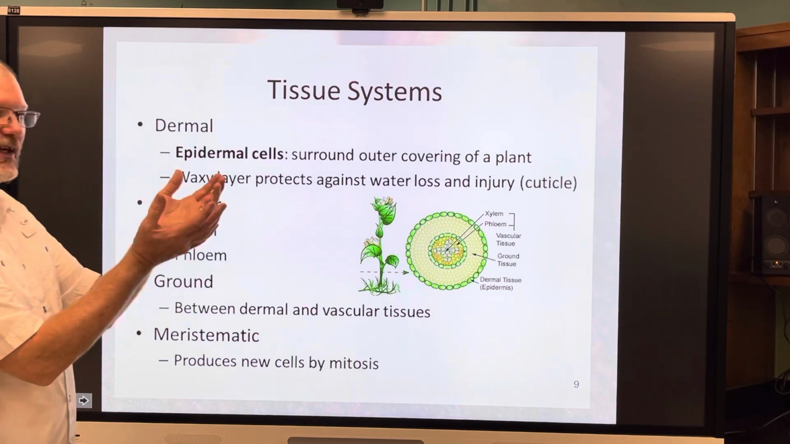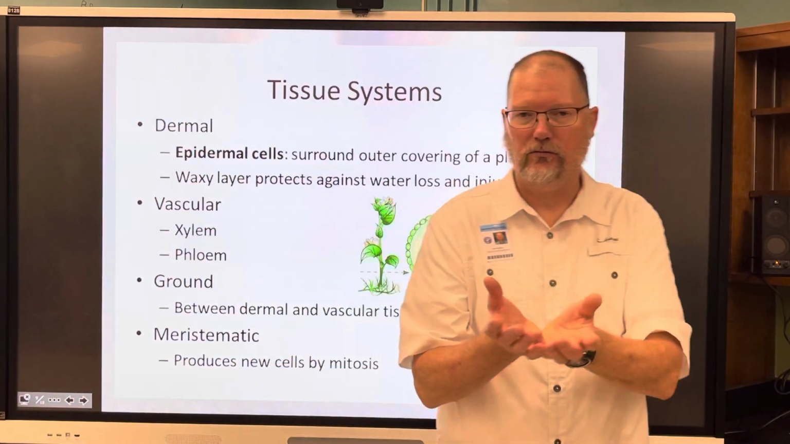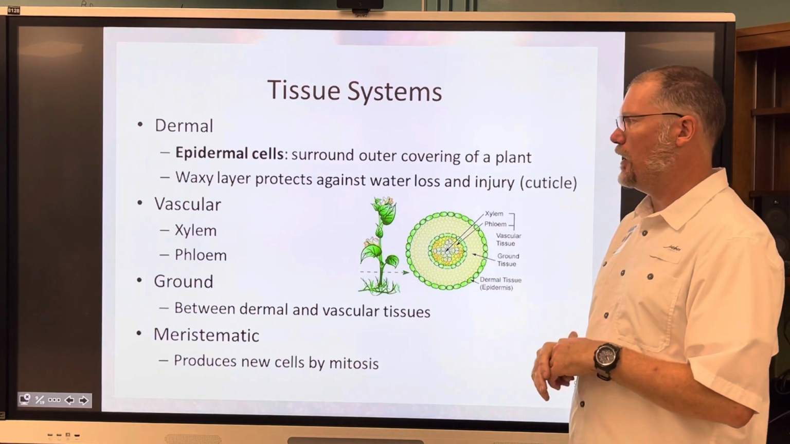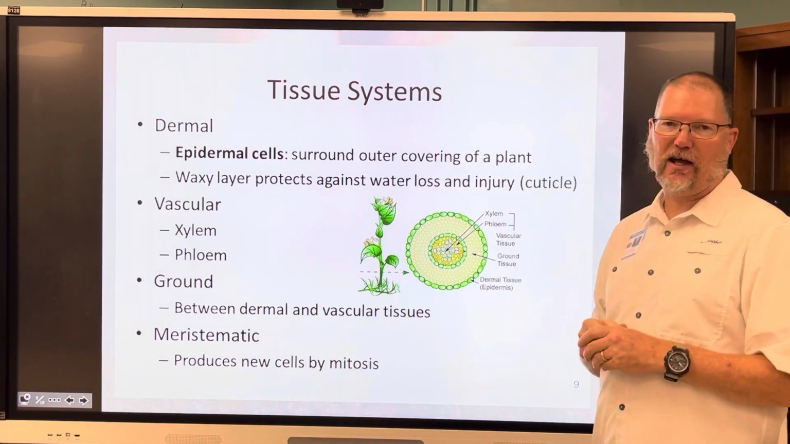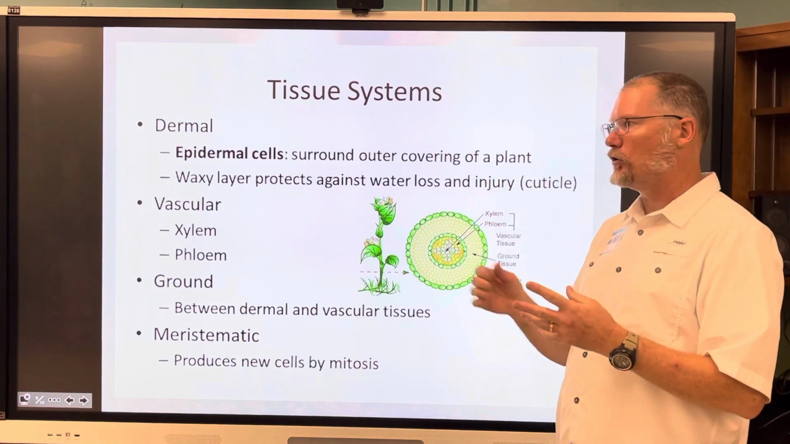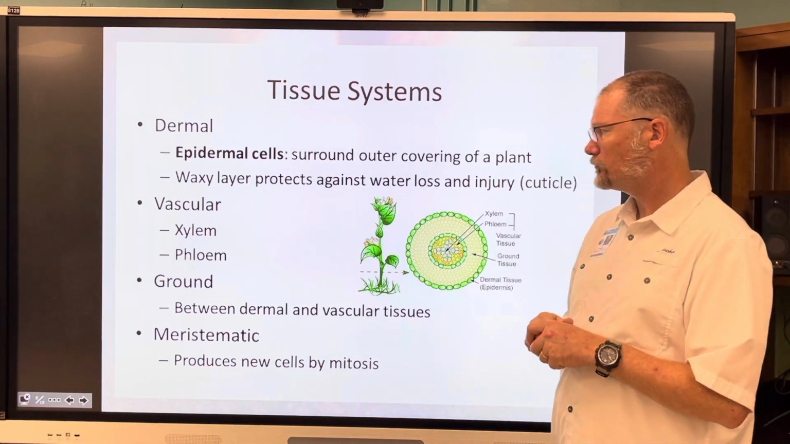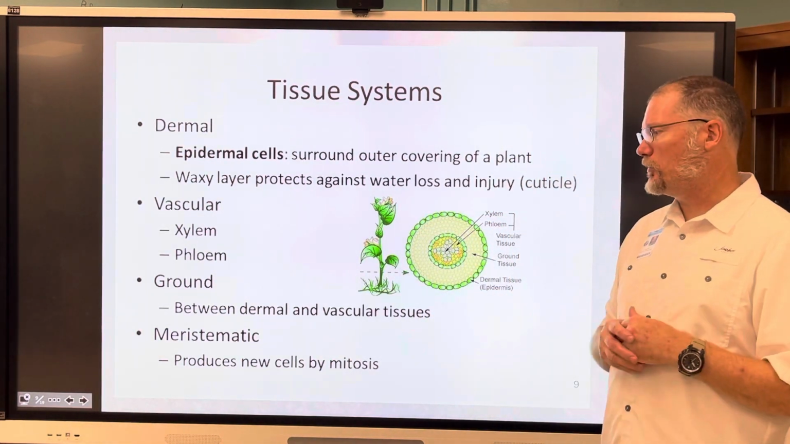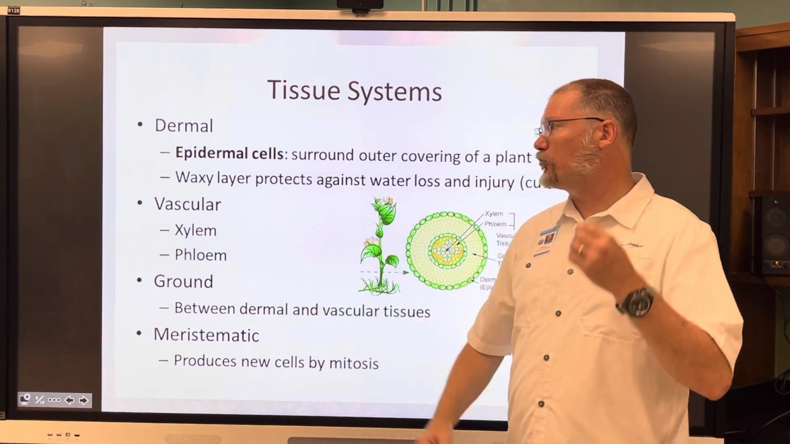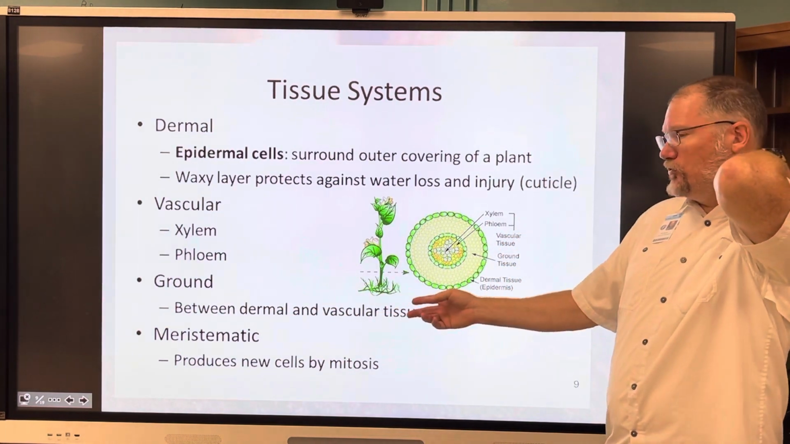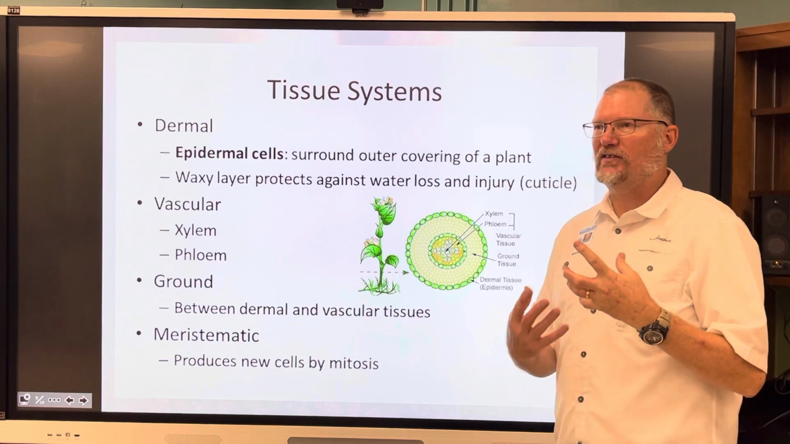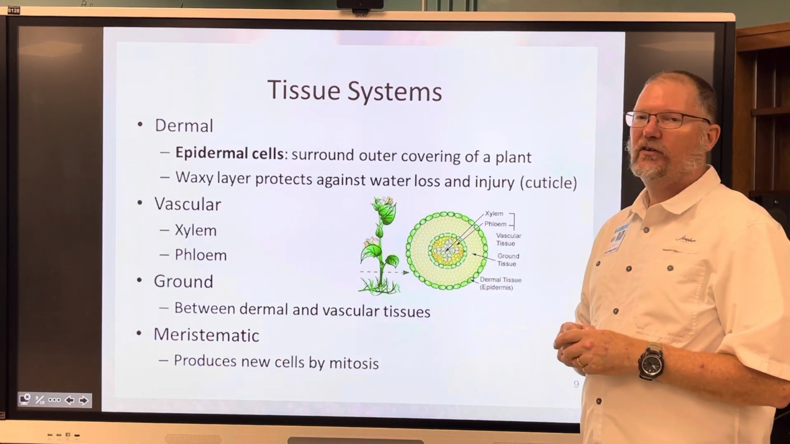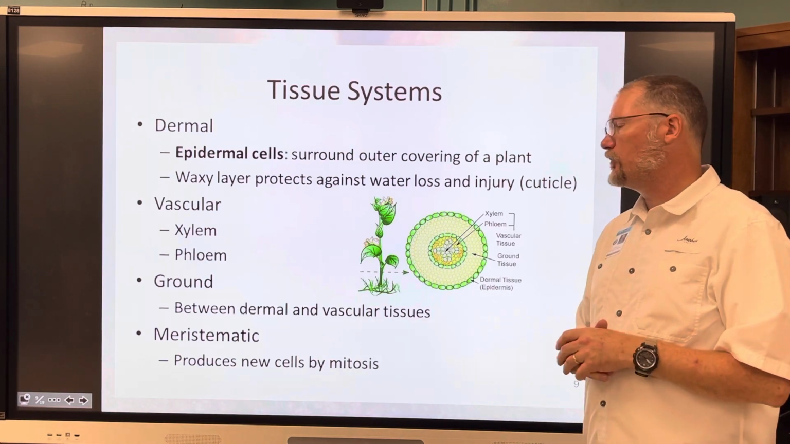Dermal is the skin or outer covering, which you did in your little diagram that you cut out and colored and pasted to the paper. Waxy coating that protects. It stops water loss, okay, and injury. The vascular system, that's the xylem and the phloem. We'll talk about those later. The ground tissue is simply the material that's in between the dermal and the vascular tissues. And then the meristematic tissue produces new cells by mitosis.